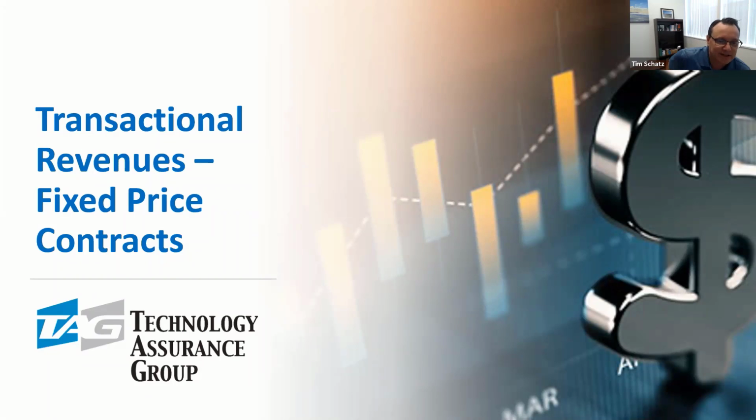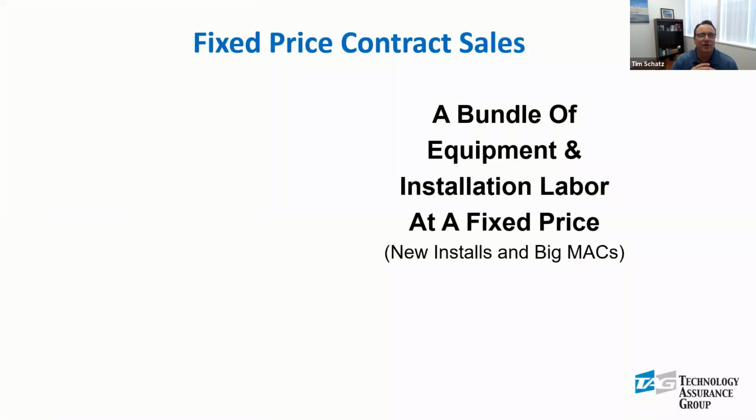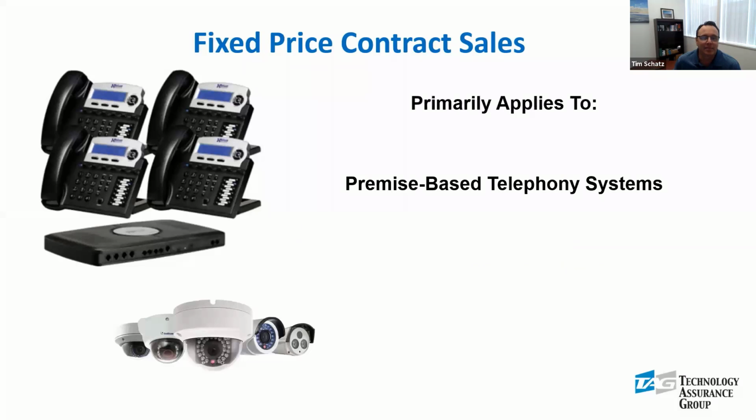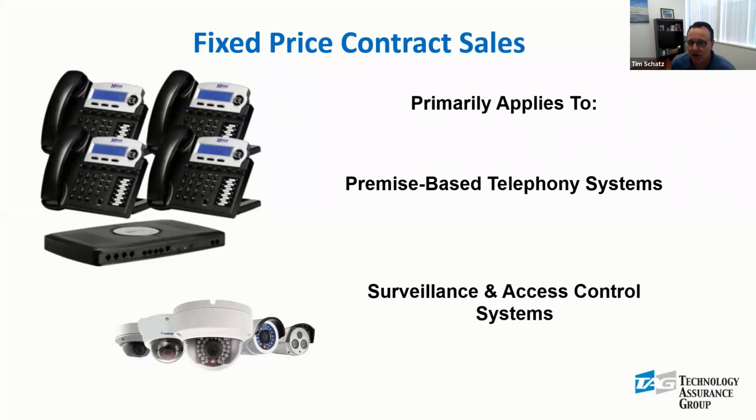Transactional revenues, these are fixed price contract sales. What typically is that? Well, it's a bundle of equipment and installation labor at a fixed price. These are typically new installations or what we call Big Macs, the moves, adds, and changes. If you've got a customer that's changing buildings or they're moving everything from the 3rd floor down to the 1st floor and you're doing large wholesale removal and installations. Now, typically these are going to be your premise-based surveillance and premise-based phone systems and then surveillance and access control.